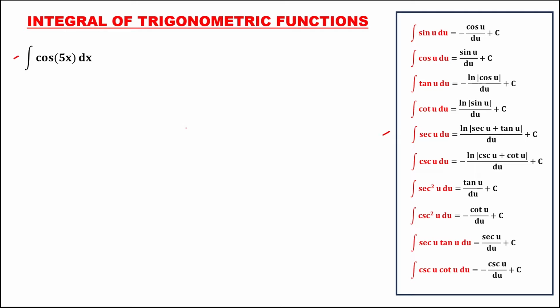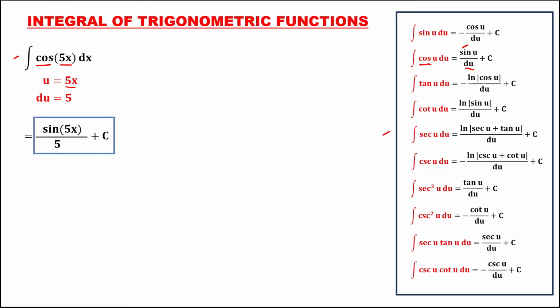So from this given, u is equal to 5x. And du, the derivative of u, or the derivative of 5x, that's 5. Then to find the integral, since the integral of cosine is sine u, or sine 5x, over the derivative of u, so over 5, plus c.